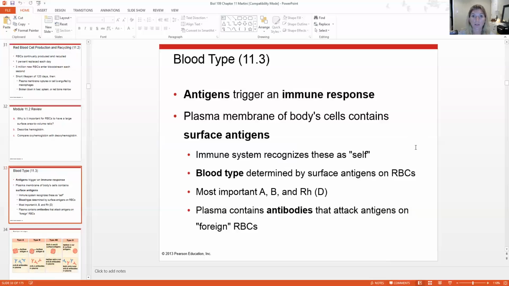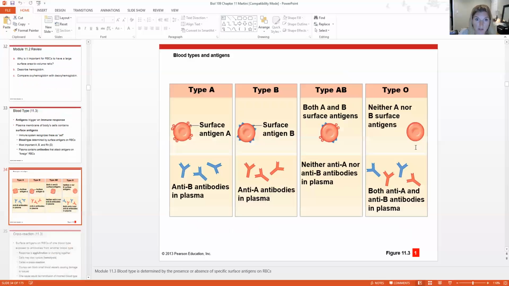So the plasma, the liquid portion, contains antibodies. The antibodies respond to the antigens. They can attack foreign antigens. So if there's another organism or another blood type in my blood for some reason, my antibodies are going to recognize that those surface antigens don't say, hi, I'm a Jamie cell. They might say, hi, I'm a foreign invader cell that wants to kill you, whatever. Our antibodies are going to attack that, kill it, and protect the rest of the body.